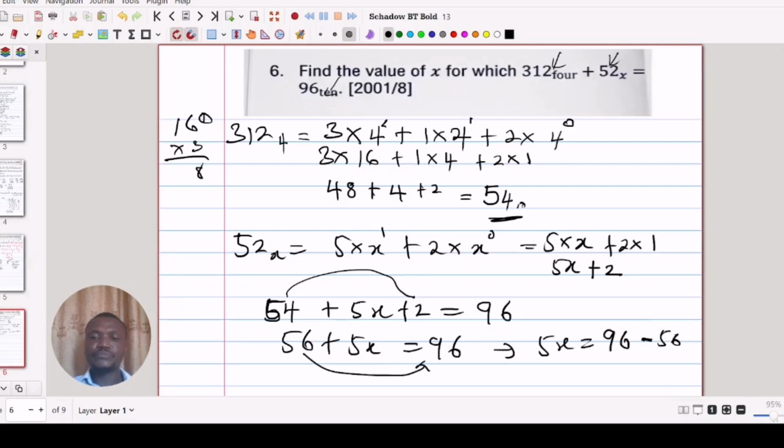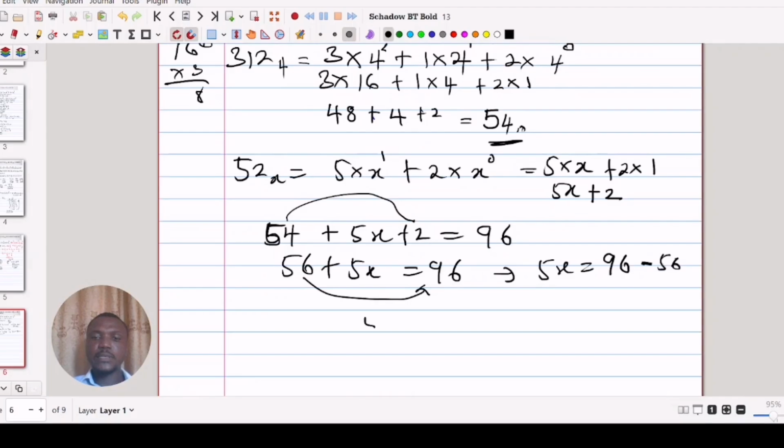5x equals, what is 96 minus 56? That will be 40. You divide by 5, which is the coefficient of x. And x will give you what? x will give you 8.